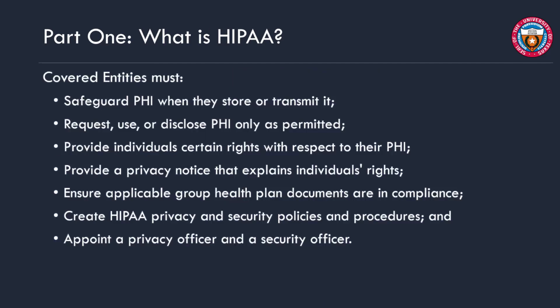Under HIPAA, covered entities must safeguard individuals' protected health information when they store or transmit it, request, use, or disclose PHI only as permitted by HIPAA, provide individuals certain rights with respect to the protected health information as required by HIPAA, provide a privacy notice that explains individuals' rights under HIPAA, ensure group health plan documents comply with HIPAA if applicable, create HIPAA privacy and security policies and procedures, and appoint a privacy officer and security officer.